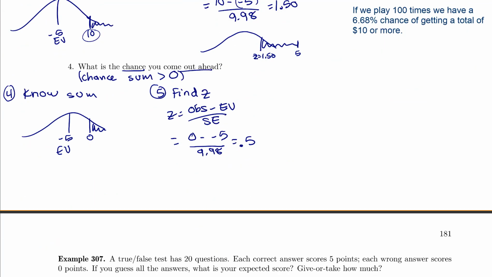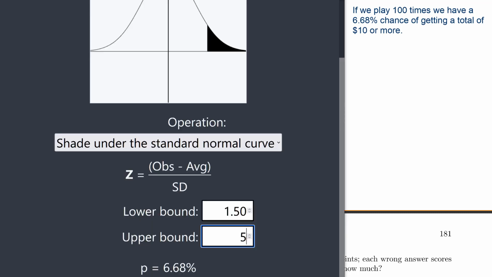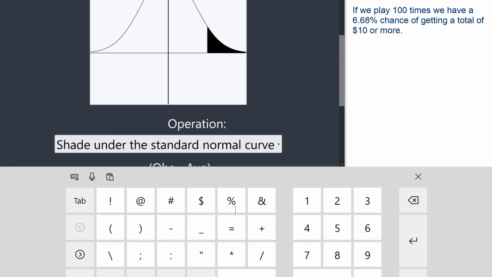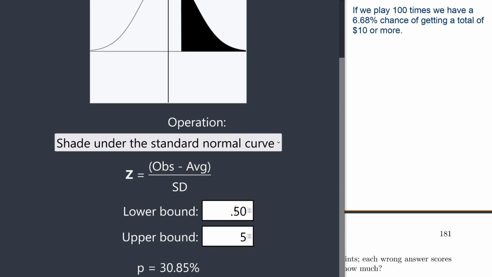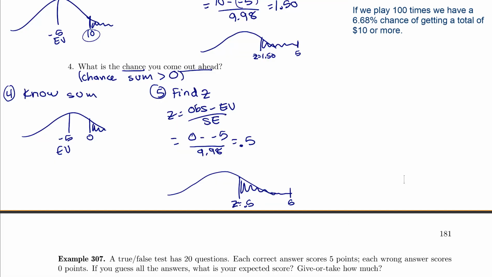I redraw my picture just to help me find my boundaries. So here's z equals 0.5. I'm looking for the area to the right. So I can use 5 as my upper bound. So I go back to my Fun with Stats calculator. And I put in 0.5 as the lower bound. Run, and it's 30.85%. Oh, I always forget to write step 6 first. So find my percent with the calculator.